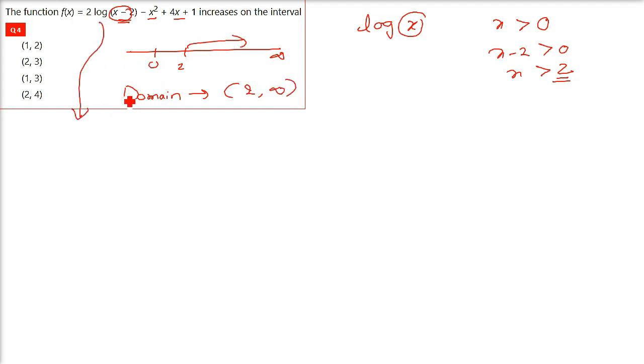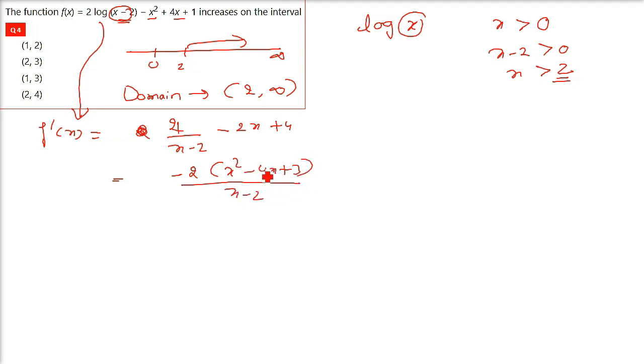Now coming to 2 log(x minus 2) minus x square plus 4x plus 1. So f dash x: let us differentiate. 2 log(x minus 2) gives 2 by x minus 2, and the differentiation of x minus 2 is 1. Then minus 2x plus 4, and the 1 becomes 0. Now just take the LCM and there will be an expression. Let me write the final version, because I hope you will be able to do it. It's very straightforward. The final version is minus 2 x square minus 4x plus 3 divided by x minus 2.